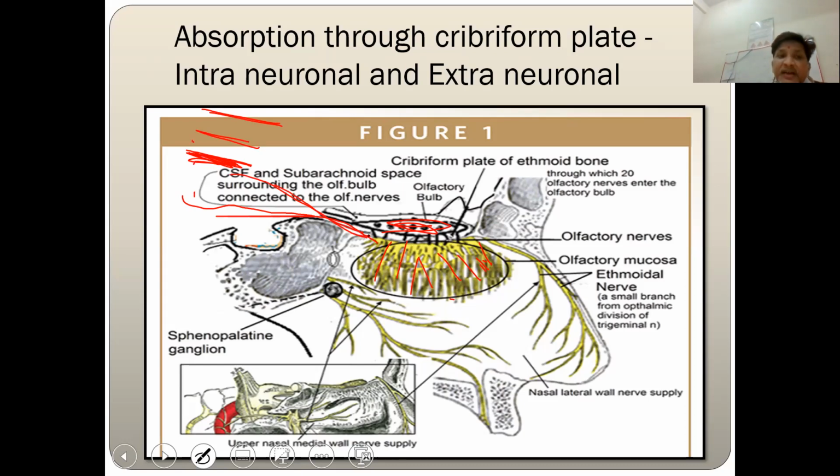And this arachnoid layer is continued as the perineurium layer of the olfactory neurons. Let me explain it further. If this is an olfactory neuron, the covering of this bundle is called the perineurium. Each individual neuron is covered with endoneurium, a bundle of these neurons is covered with the perineurium, and the whole nerve is covered by epineurium. So epineurium, perineurium, and endoneurium inside it.